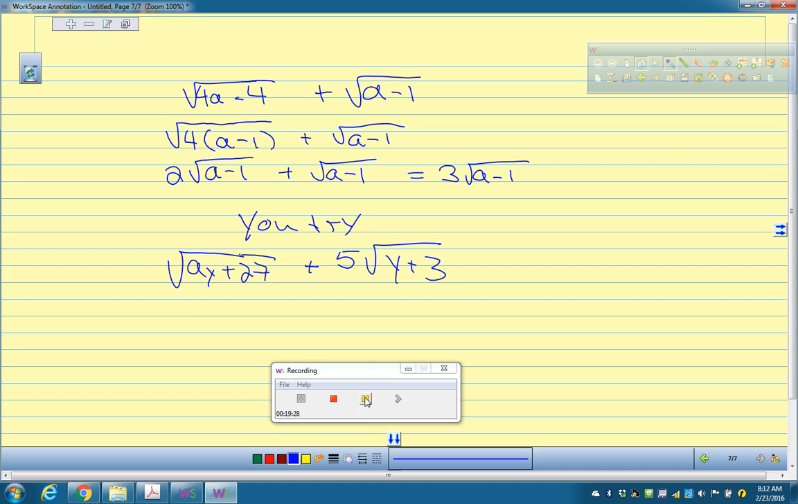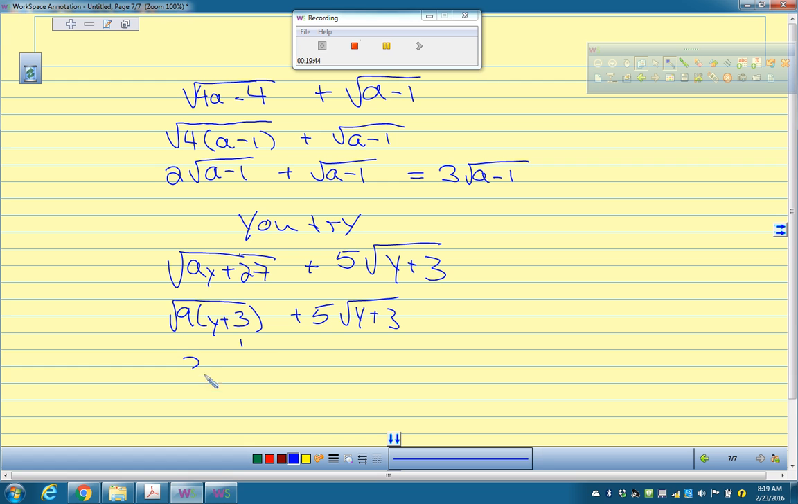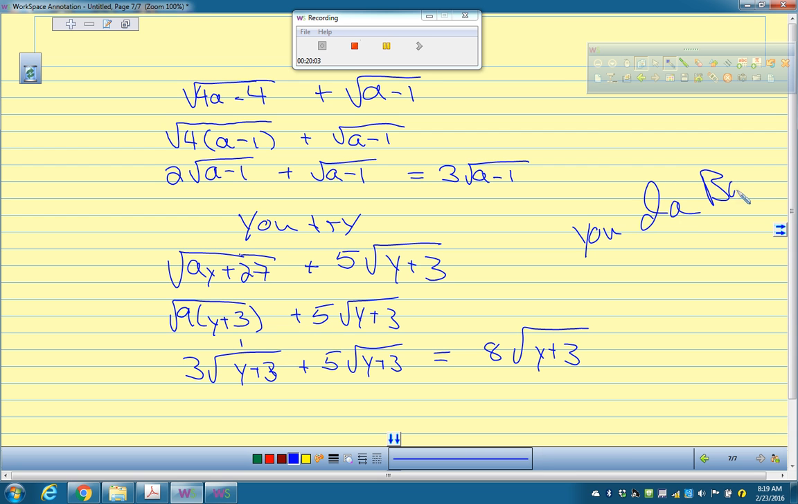Okay? And so you could pull out a 9 out of here, right? Square root of 9 times y plus 3, right? And then plus 5 times the square root of y plus 3. You can pull out 3 outside of the box now. 3 times the square root of y plus 3 plus 5 times the square root of y plus 3, which altogether gives you 8 times the square root of y plus 3. Very good. So that was very good. I think you guys learned something.